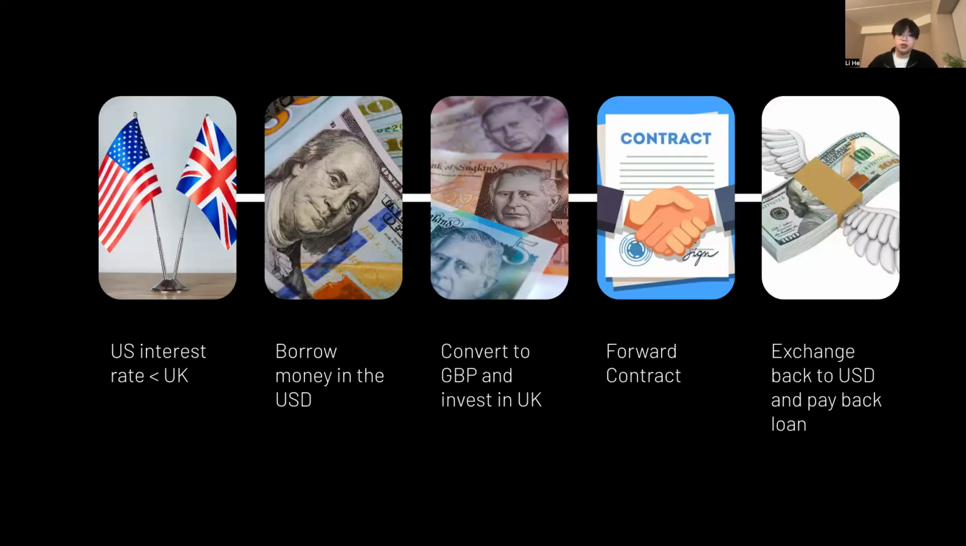For example, let's pretend that the US interest rate is lower than the UK interest rate. A trader would borrow money in USD for a low interest rate and then convert to GBP, and they would then invest in the UK at their higher interest rate. After that, depending on if they used a forward contract prior to the conversion, when converting back to USD, they would have made profit after paying back the loan that they originally had from the US.